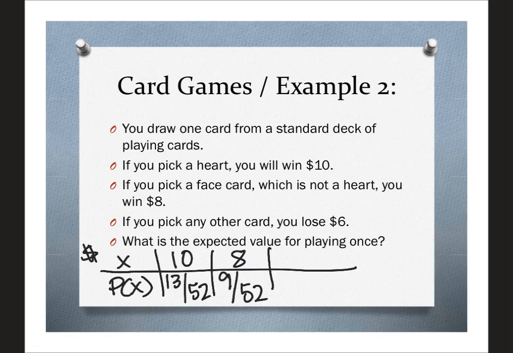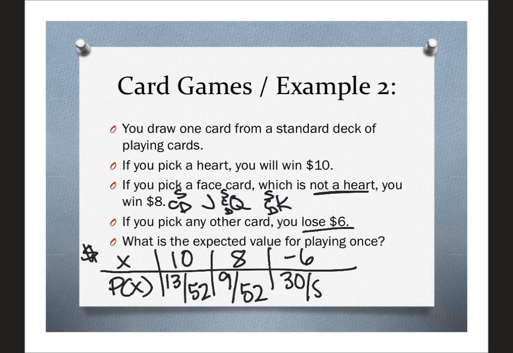Your face cards are Jack, Queen, King, and you have four of each, but they cannot be a heart. So for each of Jack, Queen, King, you cannot have hearts. You're going to have a spade, a club, and a diamond. Spade, club, diamond, spade, club, diamond. So you have 9 total here. And then you are going to lose $6 if you pick any other card. So there are 30 out of 52.